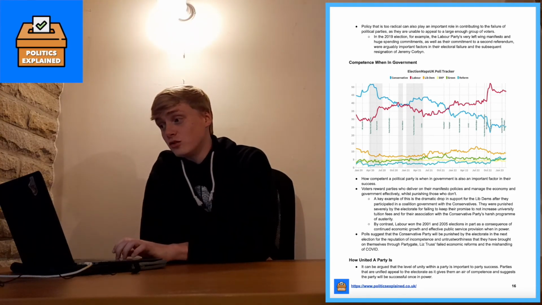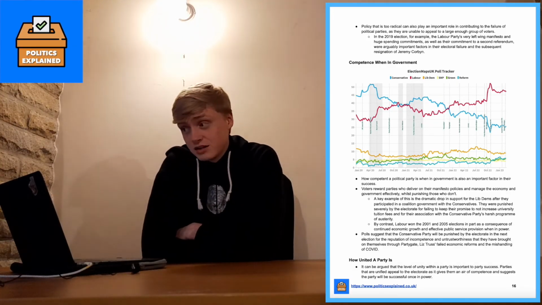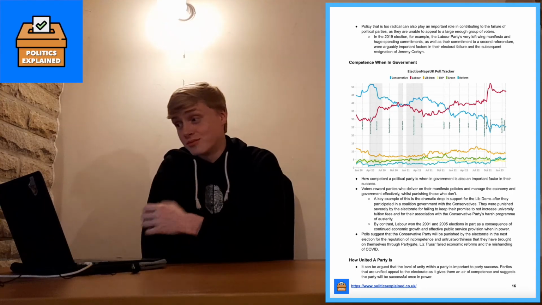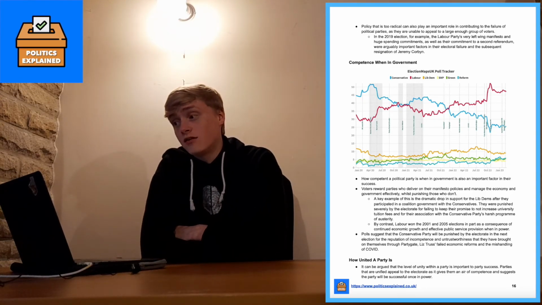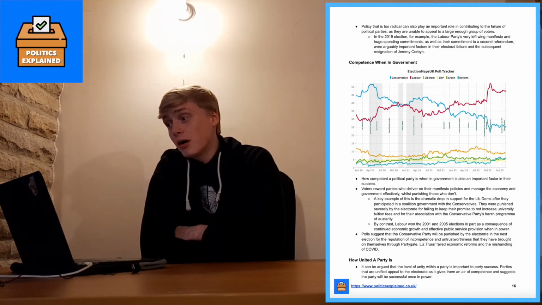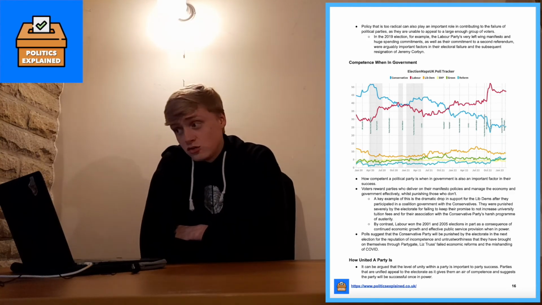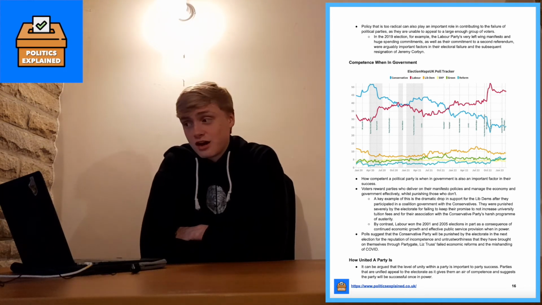Voters reward parties who deliver on their manifesto policies and manage the economy and government effectively, whilst punishing those who don't. A key example of this is the dramatic drop in support for the Lib Dems after they participated in the coalition government with the Tories. They were punished severely by the electorate for failing to keep their promises to not increase university tuition fees and for their association with the Conservative Party's harsh programme of austerity.